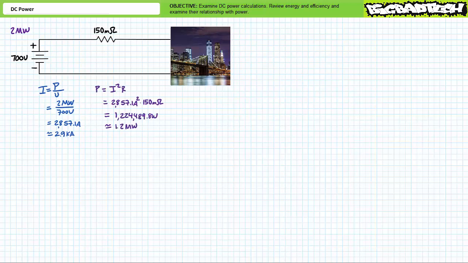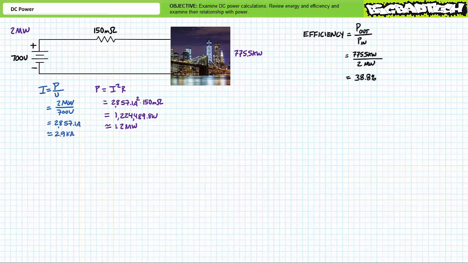An application of the power equation, where power equals current squared times resistance, demonstrates the line will dissipate 2.9 kiloamps squared times 0.15 ohms, or 1,224,489.8 watts, or more appropriately, roughly 1.2 megawatts of power, more than half the power being sent by the 2 megawatt generator, leaving only 775.5 kilowatts for the distant city to put to good use.